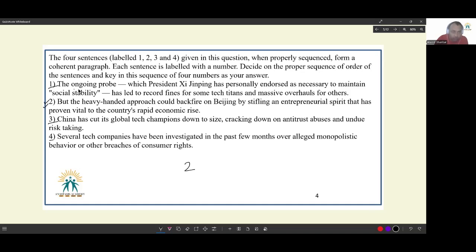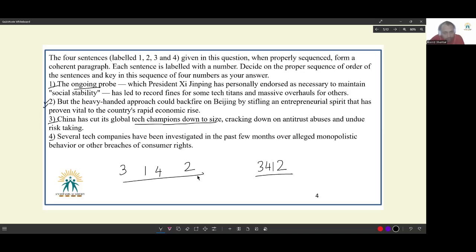Now, 1 talks of the ongoing probe. So this cannot be the beginning. And several tech companies have been investigated in the past few months over alleged and so on. This is a more generic statement. China has cut its global tech champions down to size, cracking down on antitrust abuses and undue risk-taking. So 3 will be at the start. This is definitely there. 2 is at the end. So I will either have 3, 1, 4, 2 or 3, 4, 1, 2. These are the 2 options left.